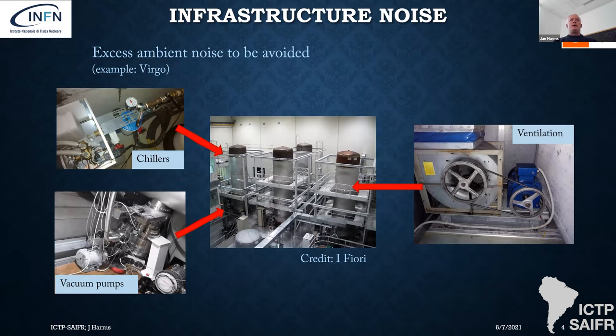If, however, you look at the Virgo detector, one of the gravitational wave detectors today, then what you see is that most of the noise in the relevant band is really produced by the infrastructure. And this can be ventilation systems, some pumps of the vacuum system, chillers for the temperature control. So there are many ways that you can perturb your environment. And these can often lead to excess noise by more than a factor 10 compared to the natural backgrounds.